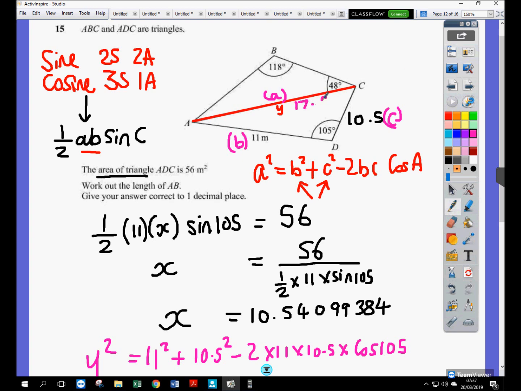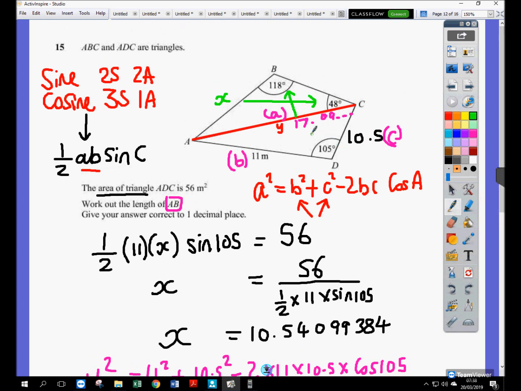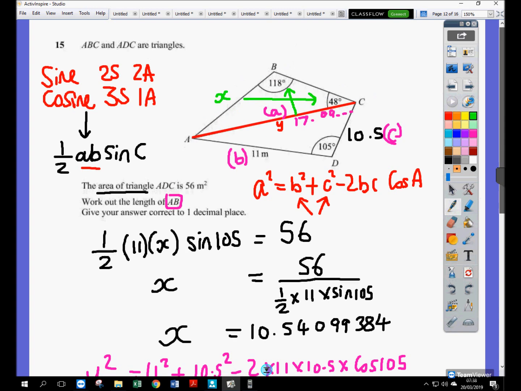So I've just worked out this side here. That's 17.097. Now the question wants me to work out AB, which is this side here. Okay, so you can see I have two sides and two angles involved. So I'm now going to use the sine rule. Sine rule: a over sine A equals b over sine B equals c over sine C. So we can see that 17.09 matches with angle 118, they're opposite. And also the side AB, which I've labelled x, matches to the angle 48.